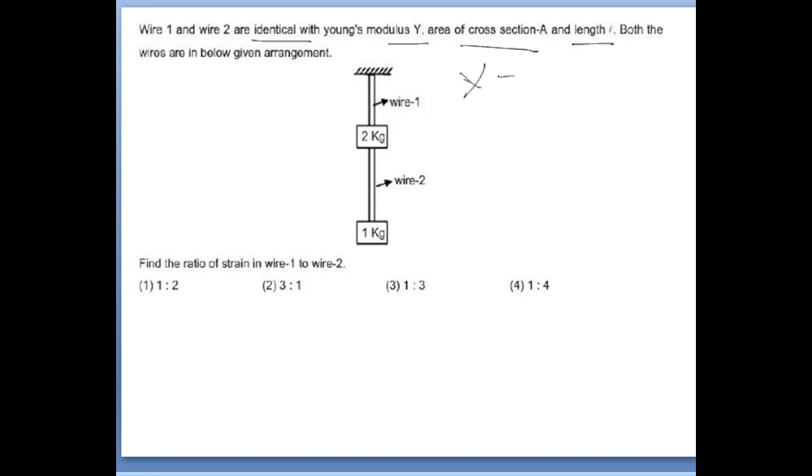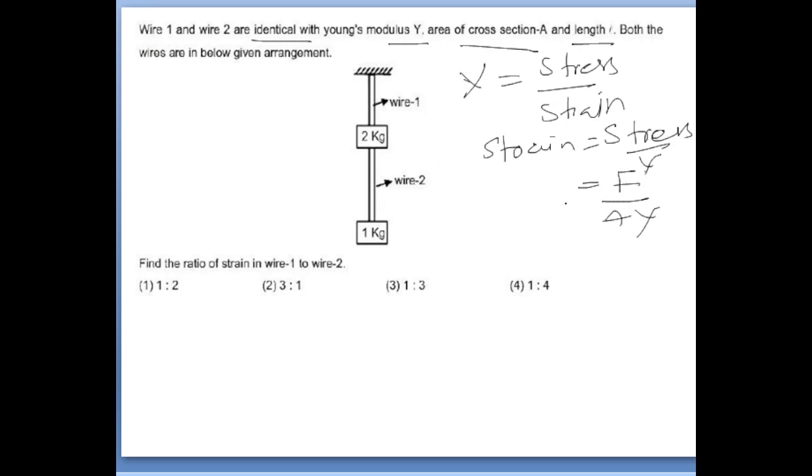So you know Young's modulus equals stress by strain. So you can write strain equals stress by Young's modulus. What is your stress? Force by area, divided by Young's modulus. That will give you the strain. Now on this basis, what are the constants? Area is constant here, and Young's modulus is constant for both. So you can write strain is directly proportional to force.